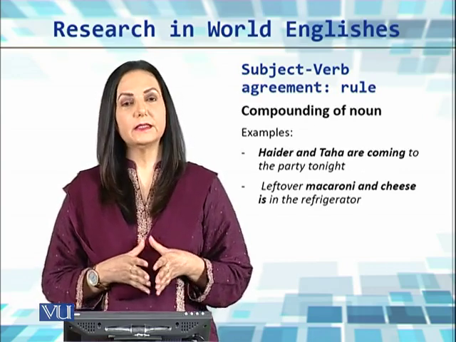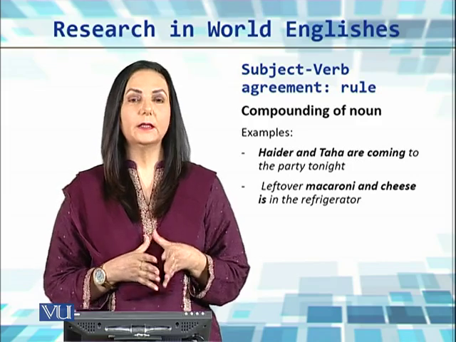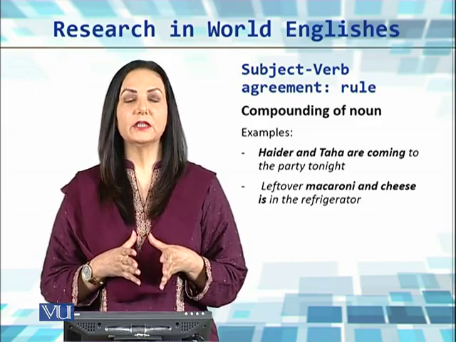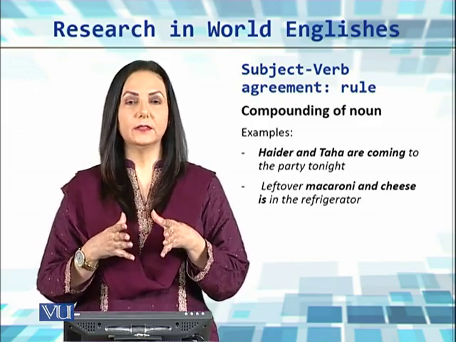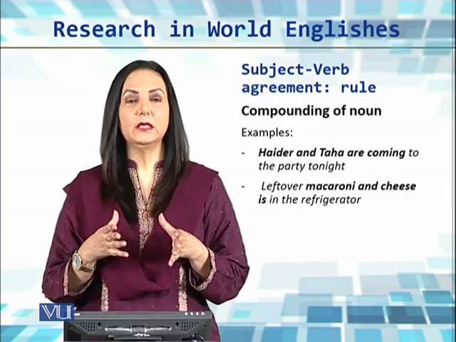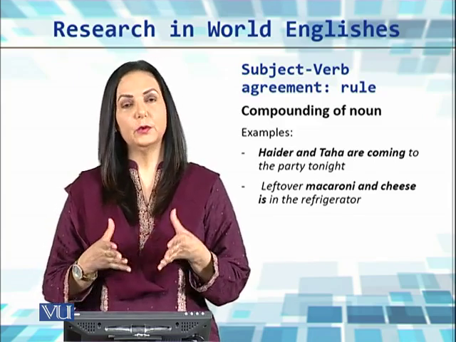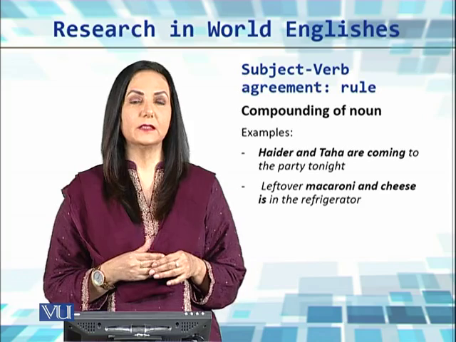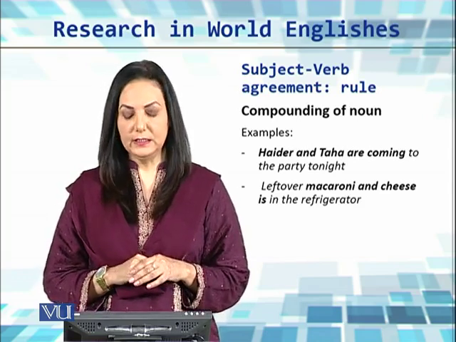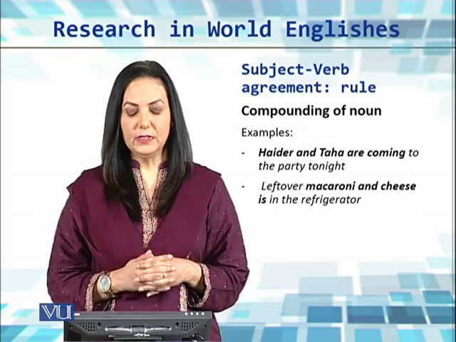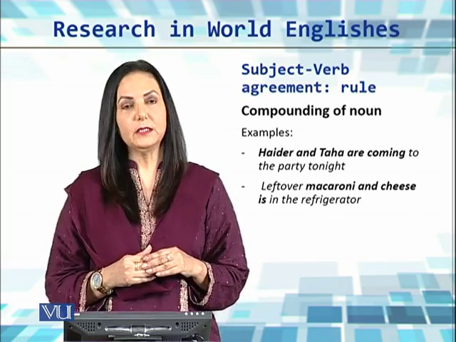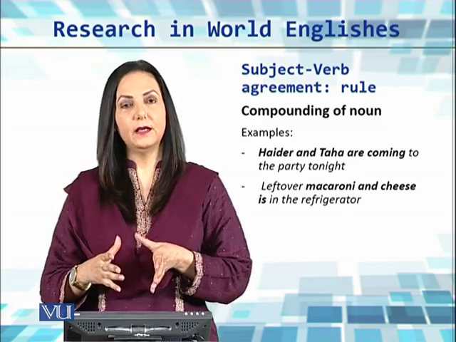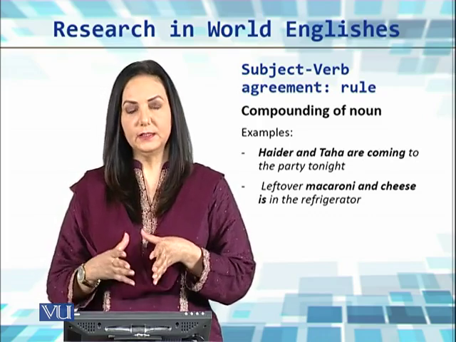Then there's another exception which is caused by the compounding of nouns which takes place as a result of the use of the conjunction and. So when the conjunction and is used between two or more singular nouns, the noun phrase then acts as a plural subject. For example, Heather and Taha are coming to the party tonight. Because of the use of the conjunction and, Heather and Taha have now been compounded and they take the verb are.